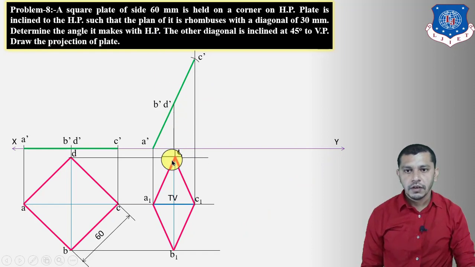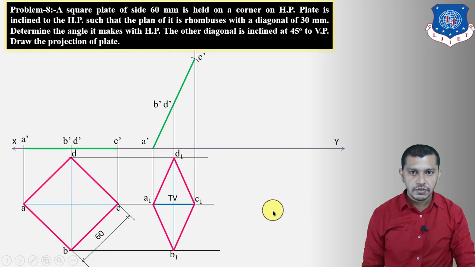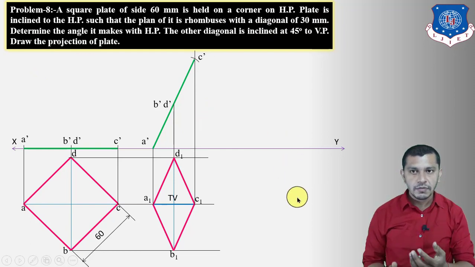Now we have to derive the third stage, and in the third stage we have to derive the condition with the vertical plane. So let us see what is the condition with the vertical plane given. So the other diagonal is inclined at 45 degrees to the vertical plane. Other diagonal. So what will be the other diagonal? For that we have to read the statement of the problem again.